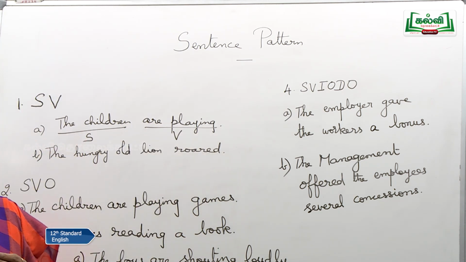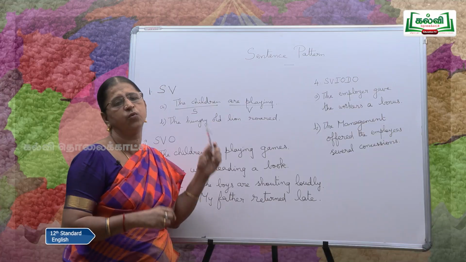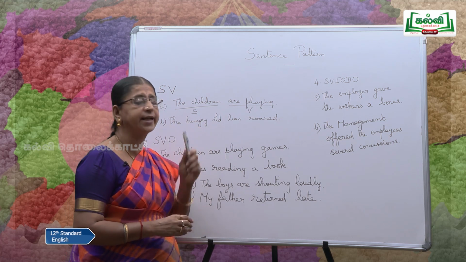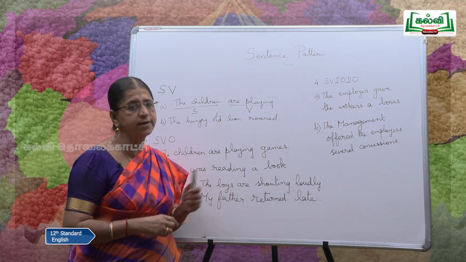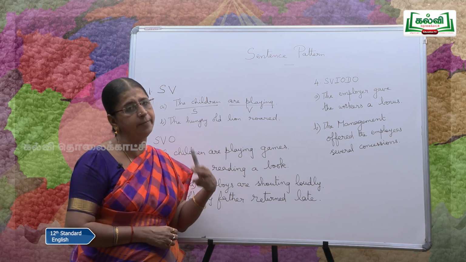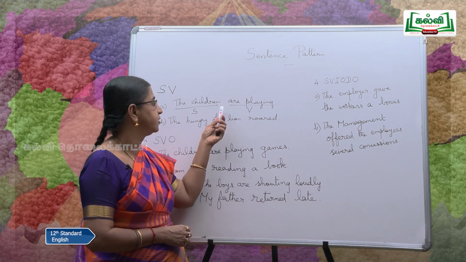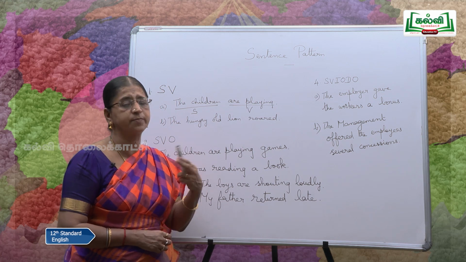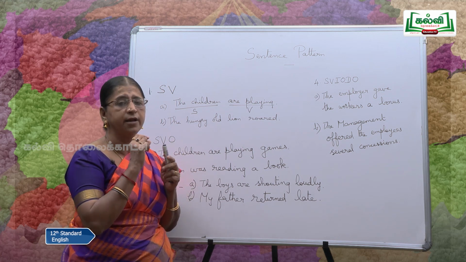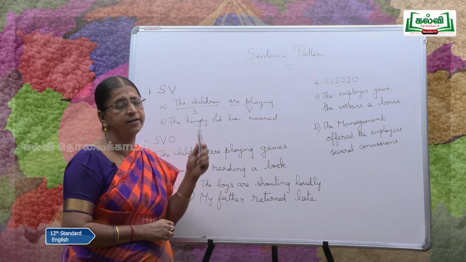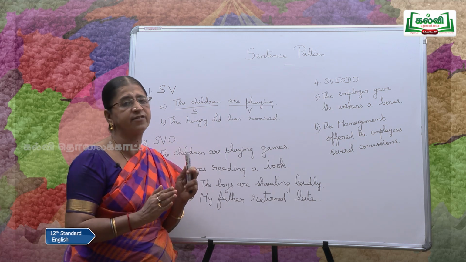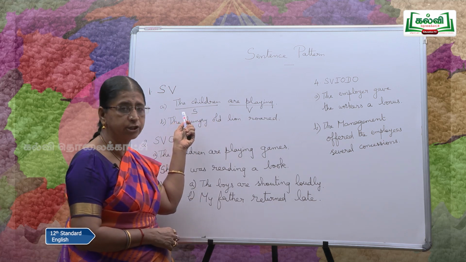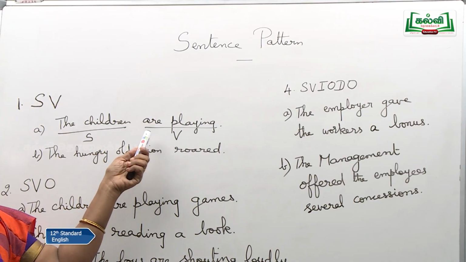Now mind you children, don't think that the first word would be the subject and the second word would be the verb. No. So subject can be made up of more than one word. Similarly, the verb can also be made up of more than one word. So if you have present continuous, present perfect continuous, past perfect continuous, many helping verbs are possible there. So read the sentence, analyze the structure and then pick your part of speech. So here the children subject, are playing verb.